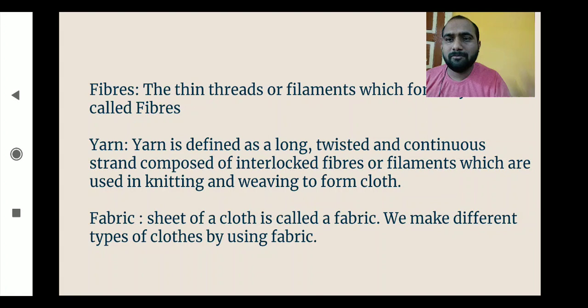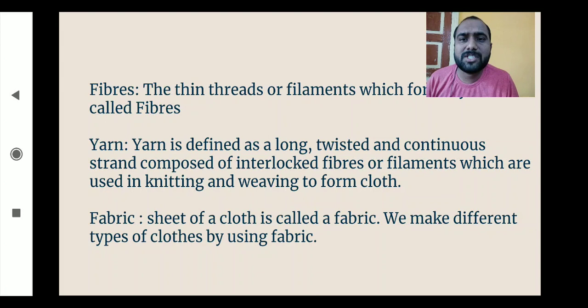Now let us see, students, what is meant by yarn? Yarn is defined as a long, twisted and continuous strand composed of interlocked fibers or filaments which are used in knitting and weaving to form the cloth. Now you may have understood that we have discussed the fiber. Fiber means what? The single thin strand, which are not connected with each other. But whenever we twist the fibers together, then those fibers are converted into the yarn. In simple language, as I already said, the yarn is called your thread.